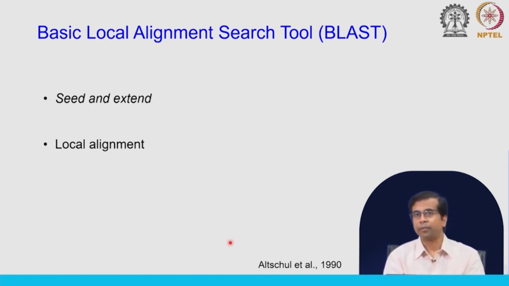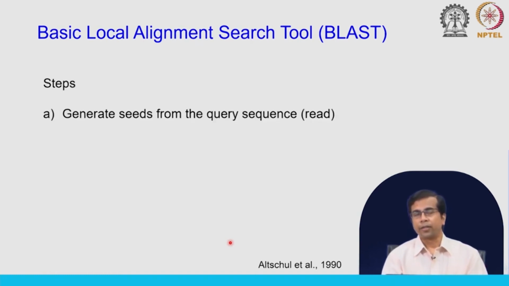So, BLAST works by something called seed and extend, and it does something called local alignment. So, what are the steps in BLAST? You have to generate seeds from the query sequence, which is the read here. If you run BLAST, you will see this query sequence and subject sequence. Here the query sequence is the read and the subject sequence is the reference genome. We can specify the reference genome against which we want to do this BLAST.